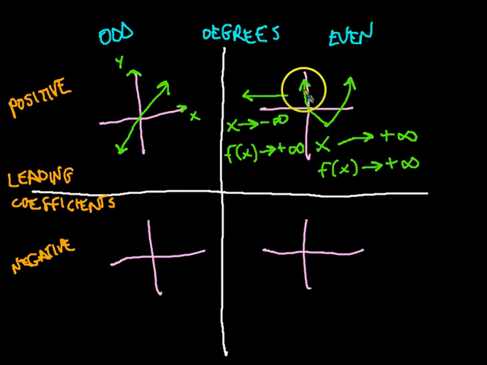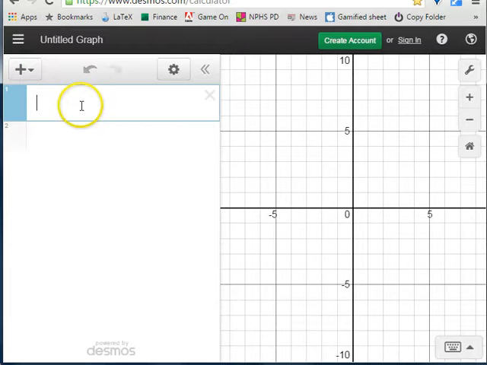And what do I mean by that? Well, as the x values get very large, the y values get very large, and as the x values get very negative, the y values get very large in a positive sense. So this is sort of the algebraic description of the pictures we see. And again, this is true for all even degree positive leading coefficient polynomials. So let's take a look again in Desmos just to verify.